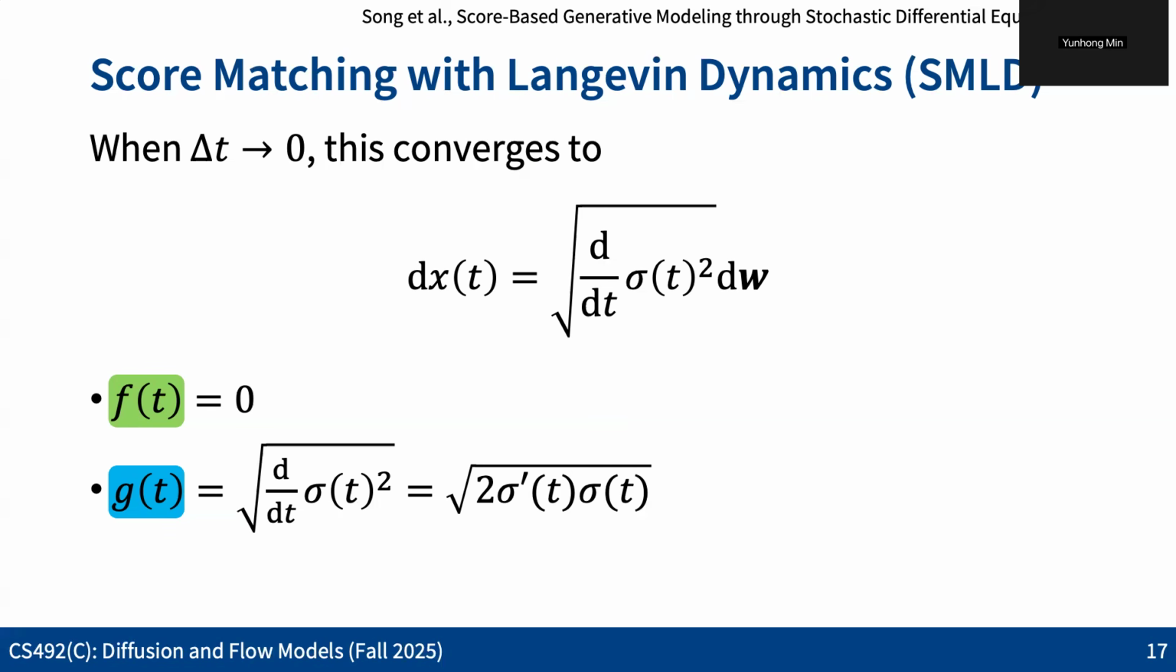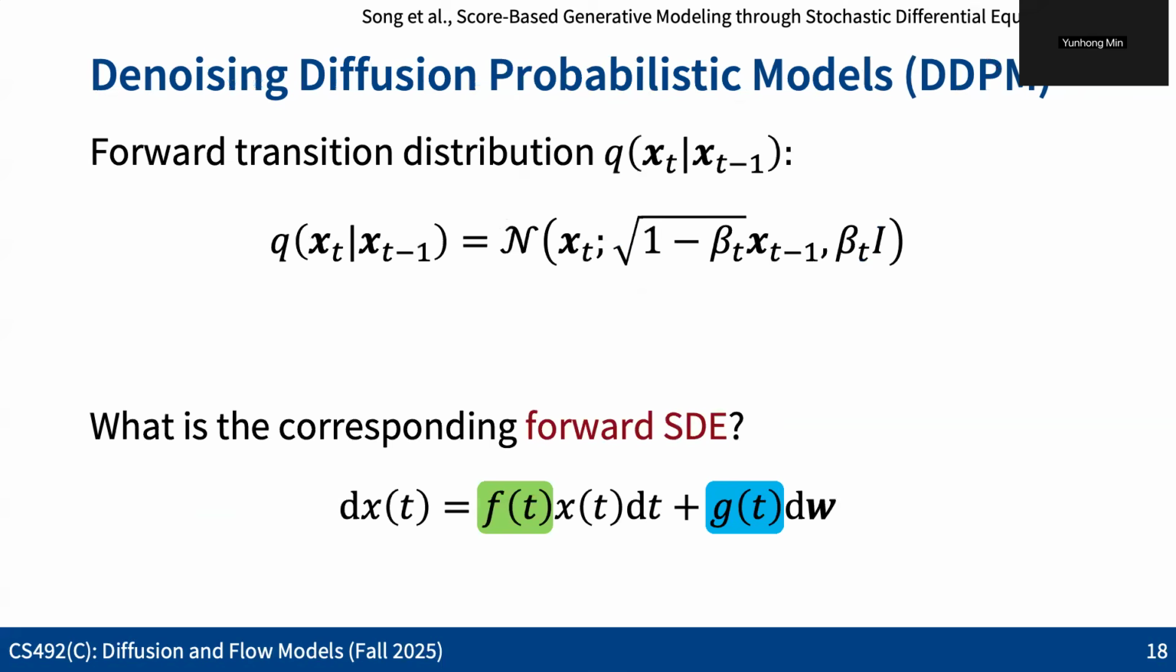In the forward process, the idea was increasing the variance of each Gaussian without really moving each point, right? So this forward SDE is really aligned with what we have seen for annealed Langevin dynamics. This is one specific form of the forward SDE. But then how about the DDPM case? In the DDPM case, the transition distribution was defined this way.